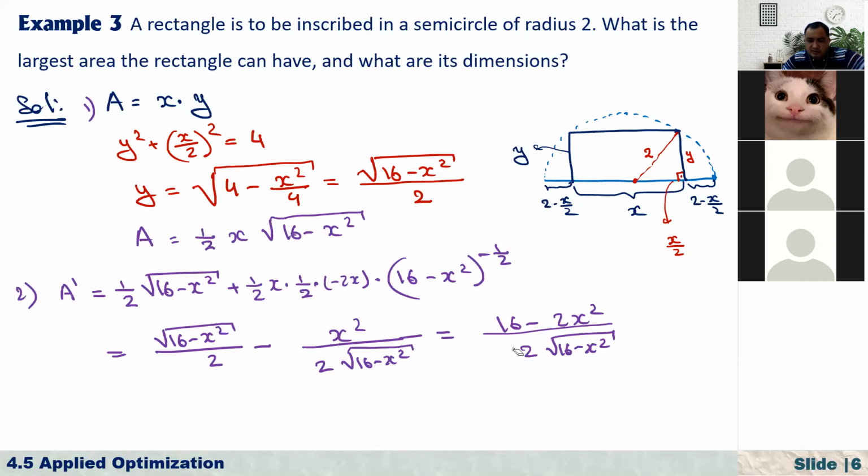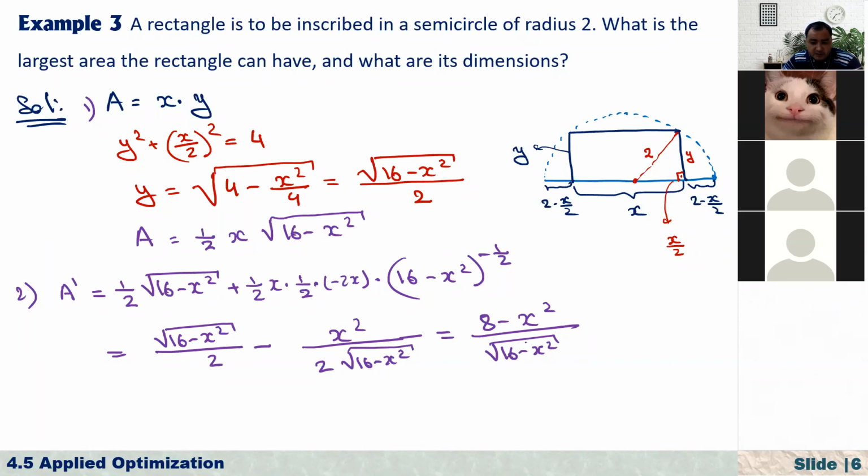Anyway, I think these two cancel each other. I can write here 8 minus x squared over the square root of 16 minus x squared. Okay, so now if you find the critical points, where are the critical points? Where the derivative of the function is 0 or it's not defined.